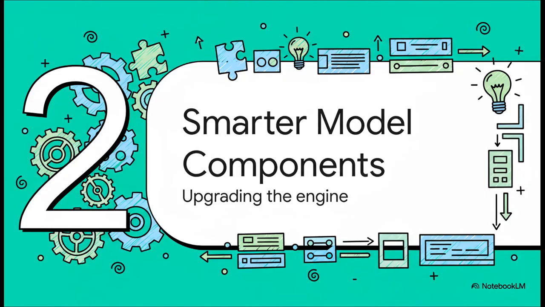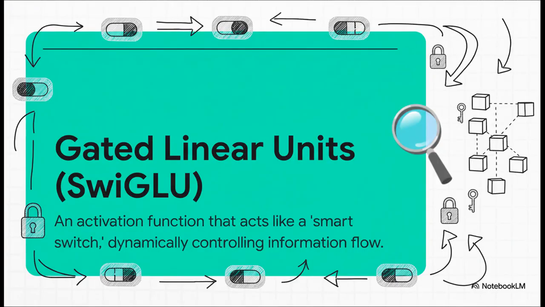Okay, so the foundation is stable. The training isn't going to blow up. Now what? Well, now the focus could shift to actually upgrading the engine itself, making the individual parts inside the transformer smarter and more efficient. And one of the biggest upgrades came in the form of the activation function.